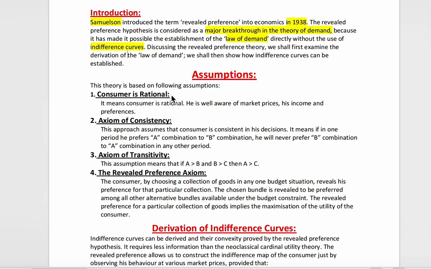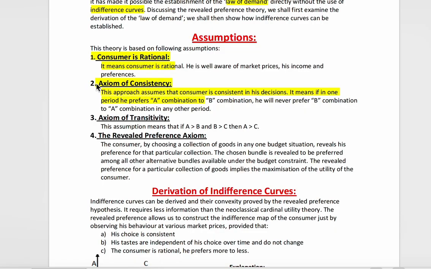The first assumption is consumer is rational. It means consumer always tries to maximize the satisfaction. And there is the axiom of consistency. It means the consumer is consistent over the choice, which means if the consumer chooses A over B, then he will not choose B over A. He will always choose A over B.